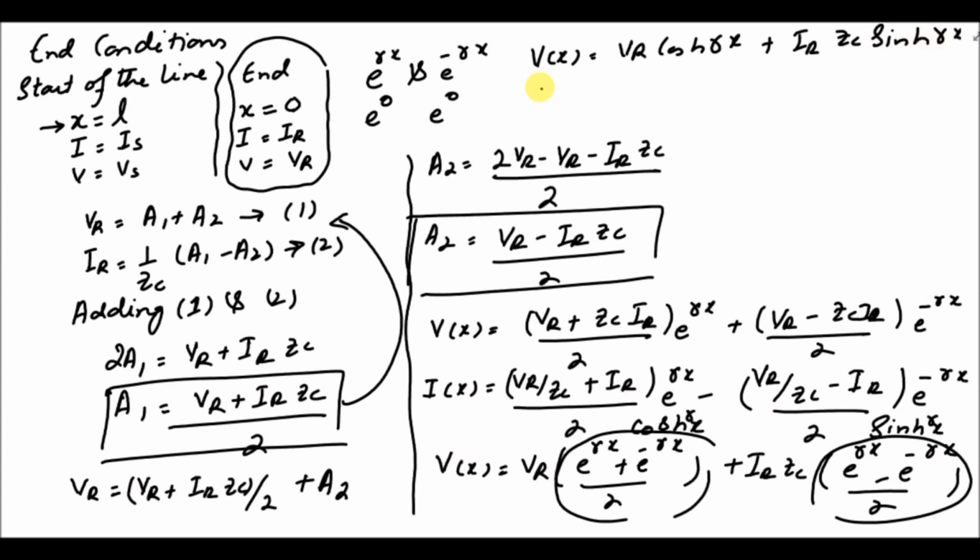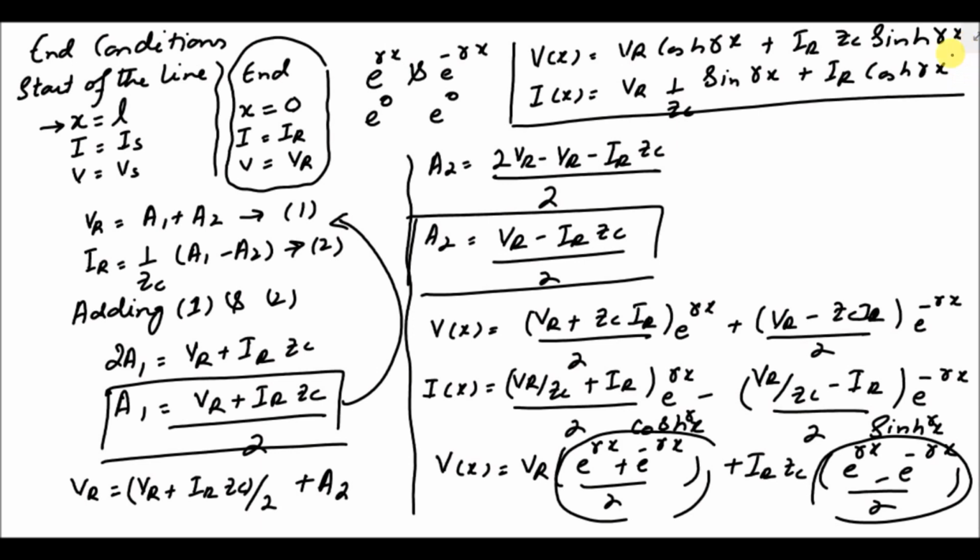Solving in the same manner, we will get the equation for Ix, that will be equal to VR 1 over ZC sin hyperbolic gamma x plus IR cos hyperbolic gamma x. So these are the equations for the voltage and current in terms of x, and x is representing the distance from the receiving end. So if you have to find the voltage and current at any point in the center of the line or at any distance from the receiving end, you have to use these two equations.